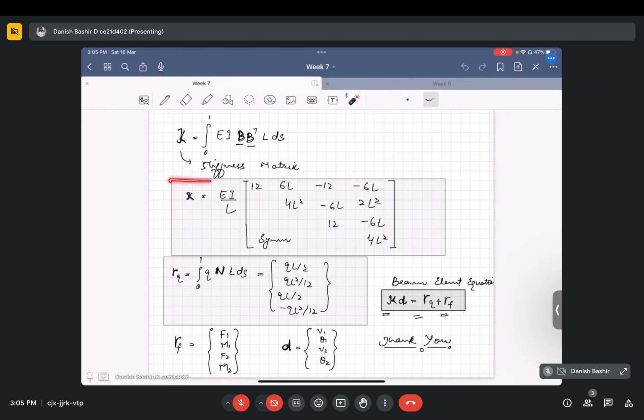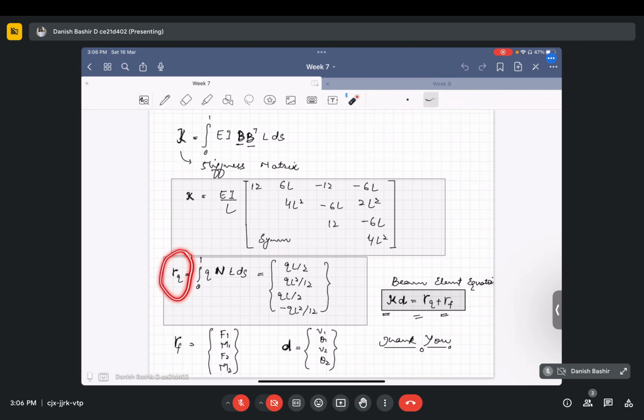Here is the complete stiffness matrix of a beam element, where K, the stiffness matrix, is equal to EI by L cubed. E is modulus of elasticity, I moment of inertia, L length of beam element. Then this matrix 12, 6L, minus 12, 6L, and it's symmetric from this part. And we have other two vectors as well.